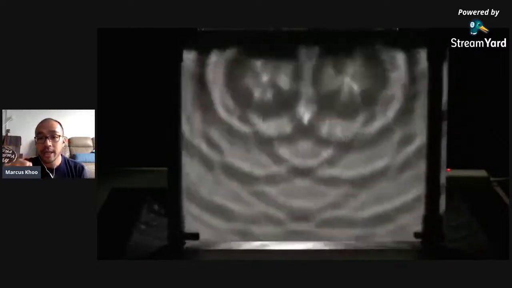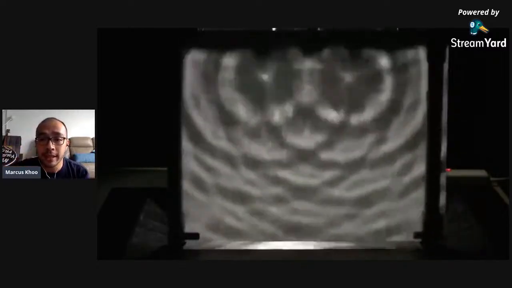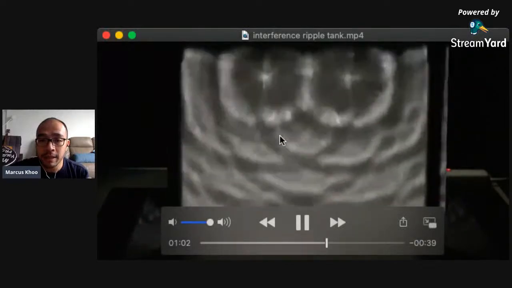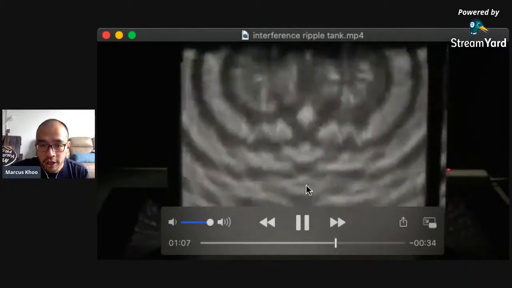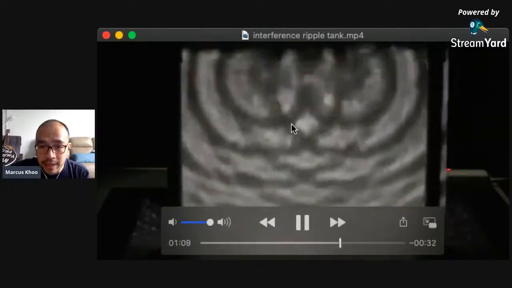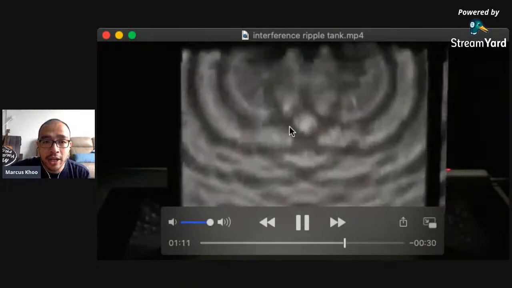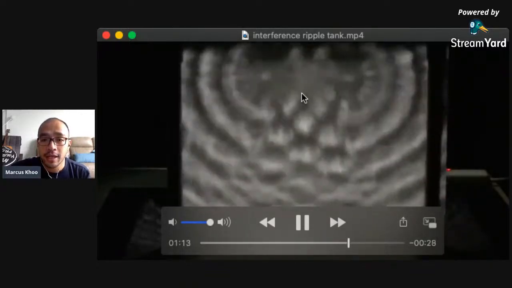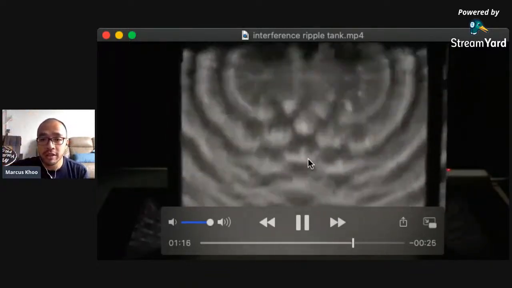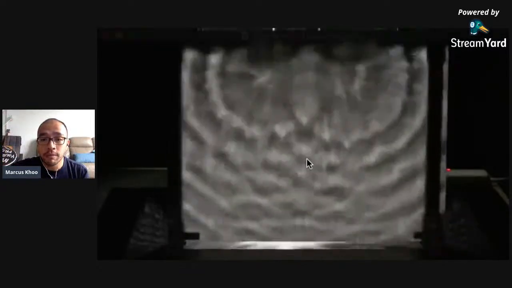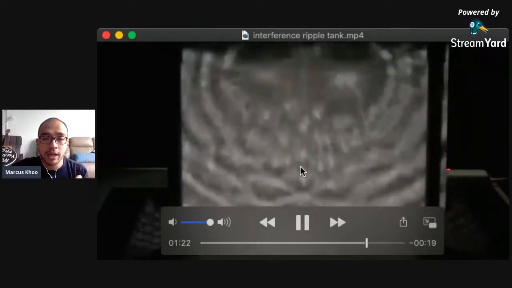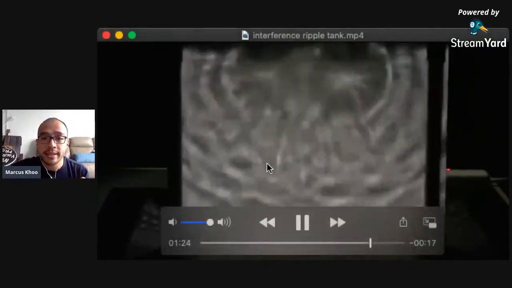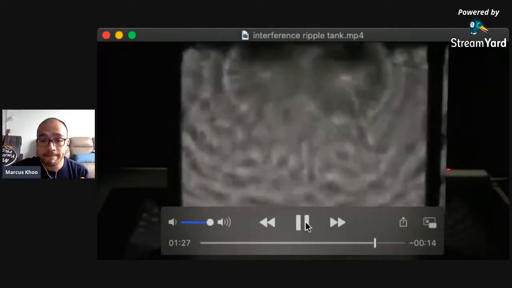Here the pattern is a little bit nearer to one another. The center over here is the constructive interference, and then you see there's this line over here. The line over here is destructive interference. So it's constructive, destructive, constructive, destructive. The more you do it, the more obvious it is. So this is an interference pattern. I really hope that we can do this one day in the lab. All right, so that's the first video.